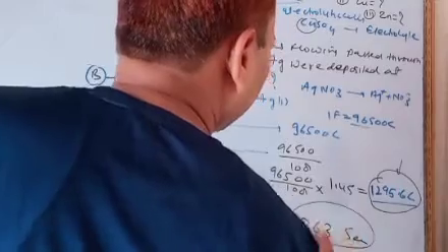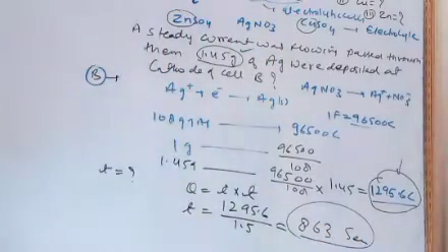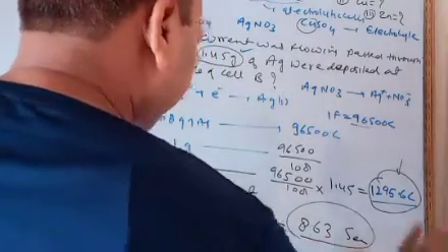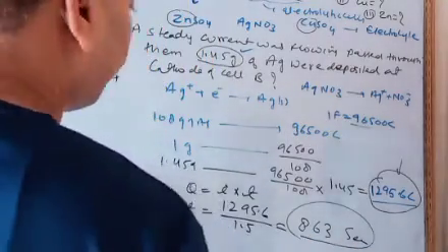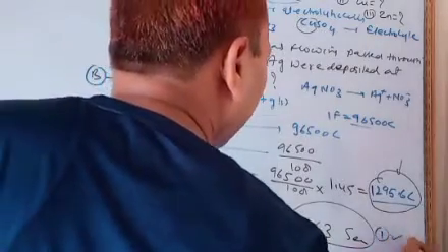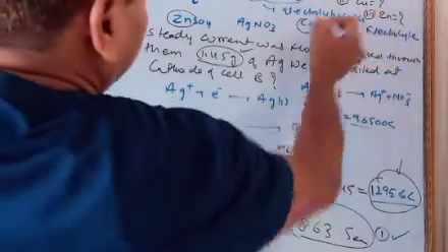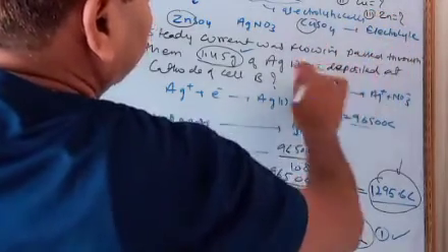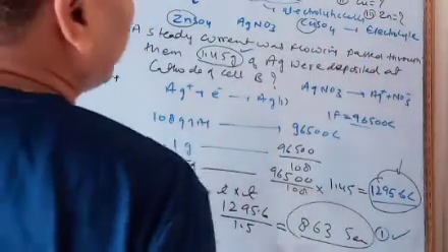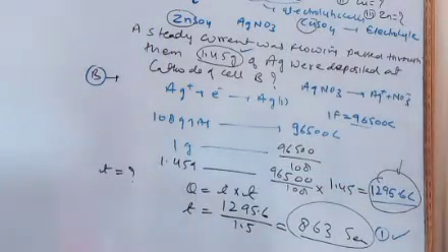So time will come, and we can also convert this second into minutes. So this is the time, 863 second. This is the answer of the first part. Now the second part asks what mass of zinc gets deposited, and what mass of copper.